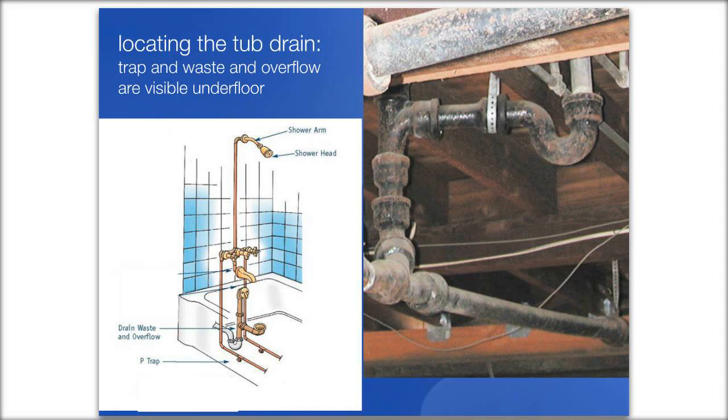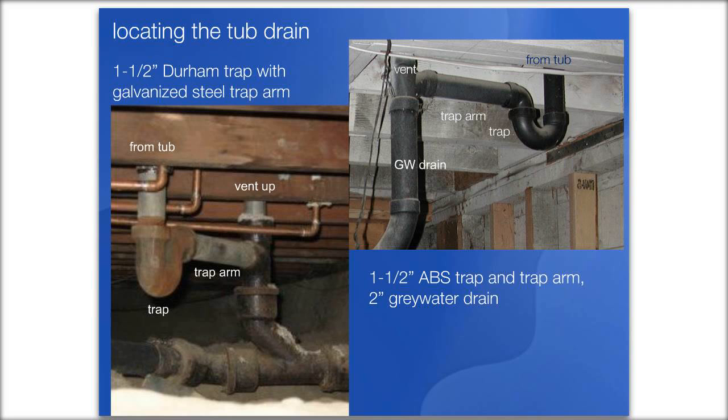And so what you'll be looking for underneath the floor in the crawl space would be the trap going up to that waste and overflow. On the right-hand side, you see a leaded cast iron trap arm and trap, and a galvanized tailpiece going up to the tub. And these are just a couple more examples in the next slide. Locating the tub drain. Here you have, again, a galvanized trap arm, a Durham P-trap, and a galvanized tailpiece going up to the tub.